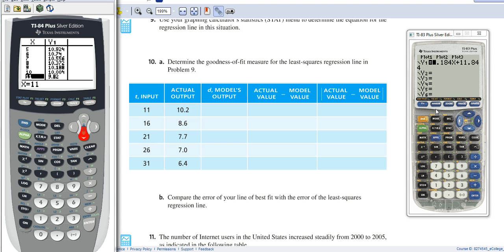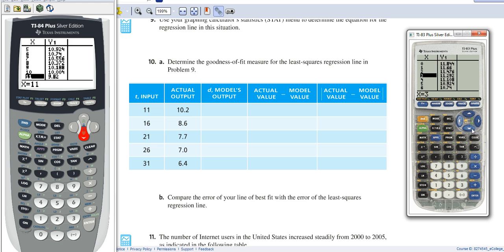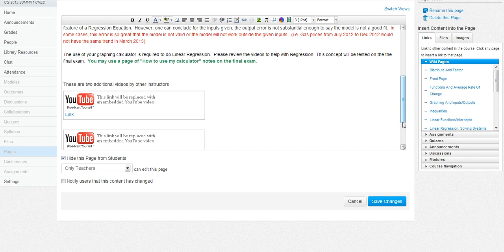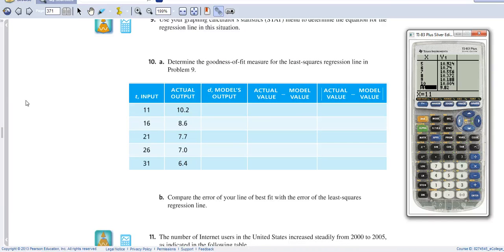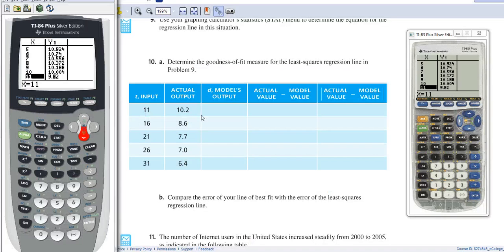Likewise, if I was looking at using the 83, again, second graph, which is our table, and I can just scroll down to number 11. And again, we have 9.82, which was the information that was given in this particular problem at the very beginning, 9.82. So we can go through and find each one of these values and compare them with the actual value. Remember, regression is not going to give us the actual outputs, but it's going to give us a very close model.